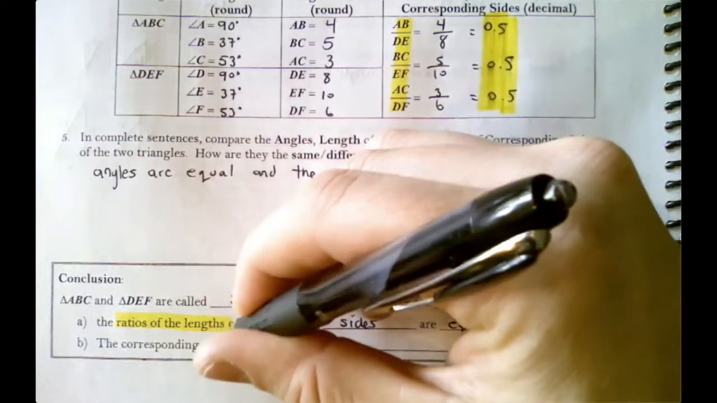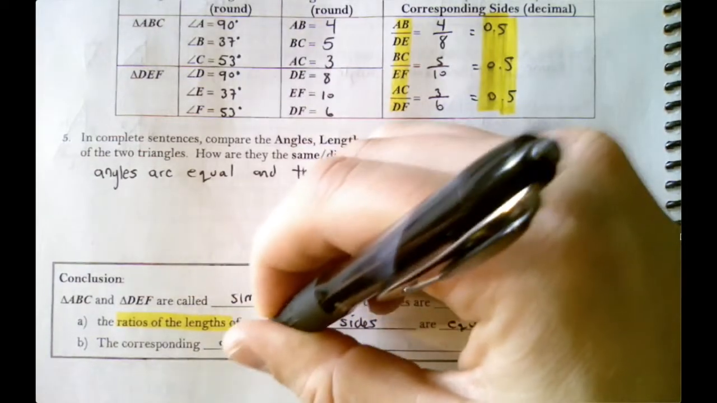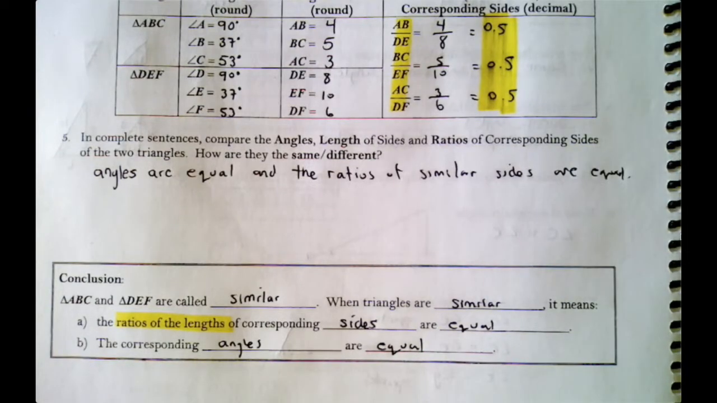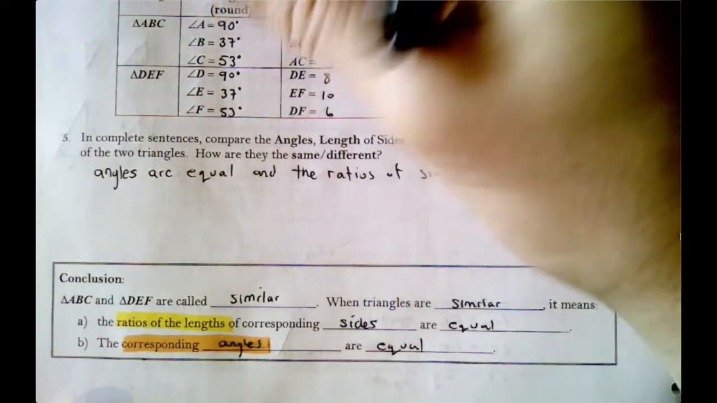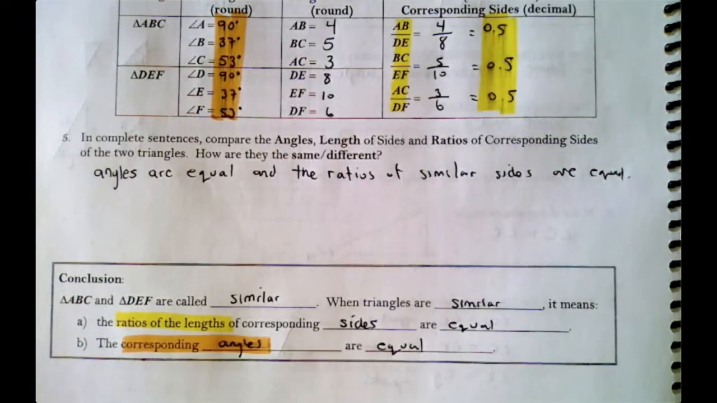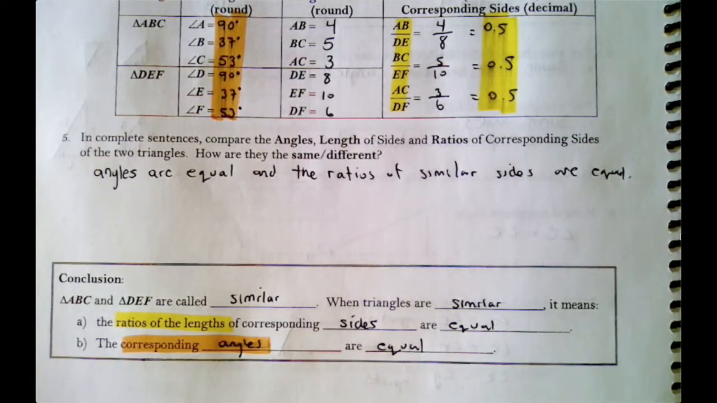And the corresponding angles are also equal. What do I mean by that? I mean 90, 37, and 53. 90, 37, and 53. So that's always true of similar triangles, and this is the property that we're going to use to start solving some problems in trigonometry in our next lesson.